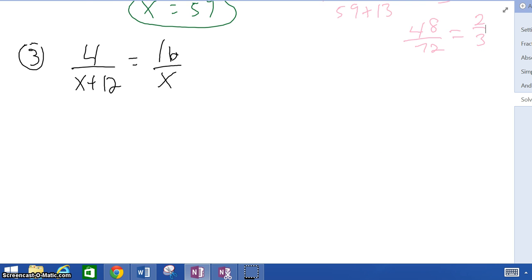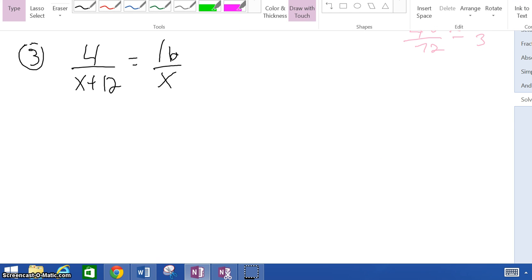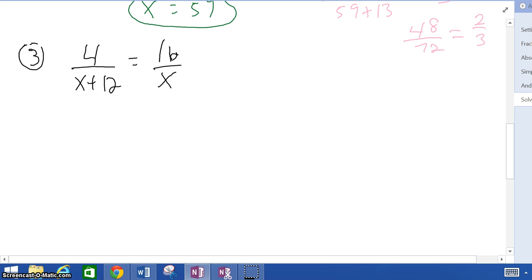Okay, looking at number 3. Now remember that I can multiply both sides by the denominator. That will get rid of them. Another option is I can take the reciprocal of both sides. Now, to me, the reciprocal of both sides makes sense because these numerators are related. If instead of a 16 it was a 15, I wouldn't think that.